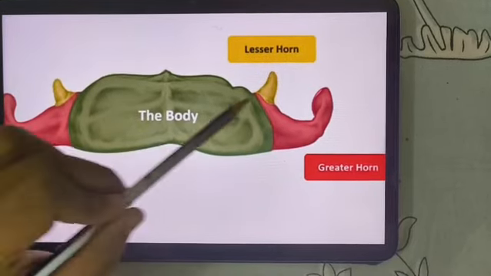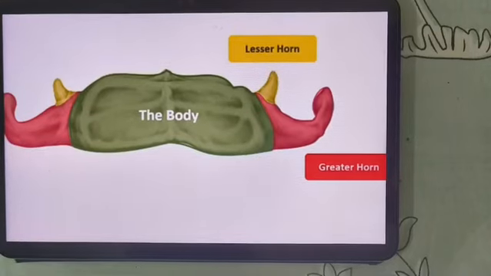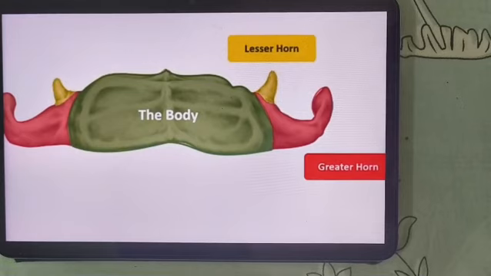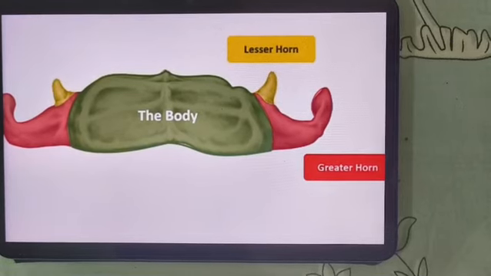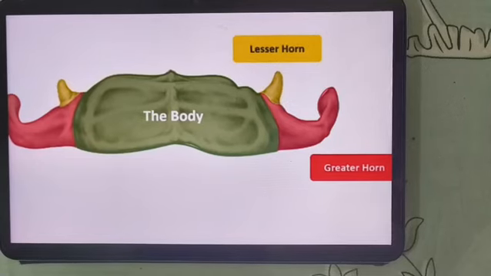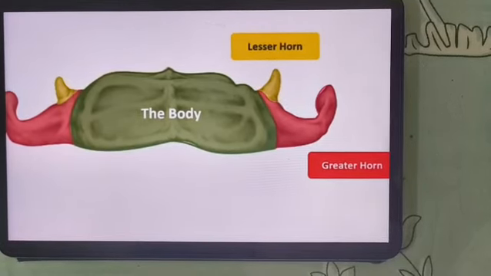Lesser cornua is the yellow shaded area. These are 2 small conical pieces. The lesser cornua are connected to the body by fibrous tissue. Occasionally, they are connected to the greater cornua by synovial joints, which usually persist throughout life.